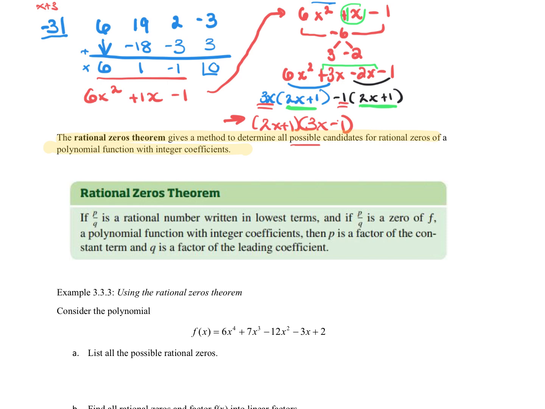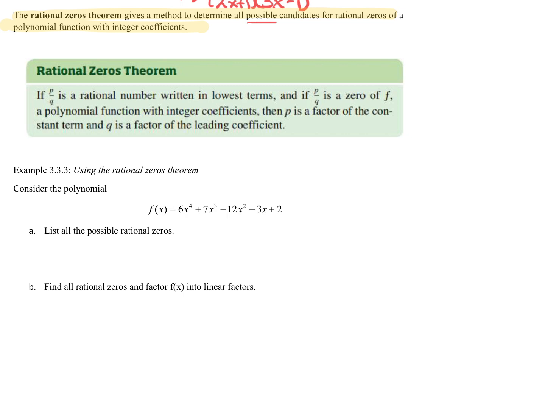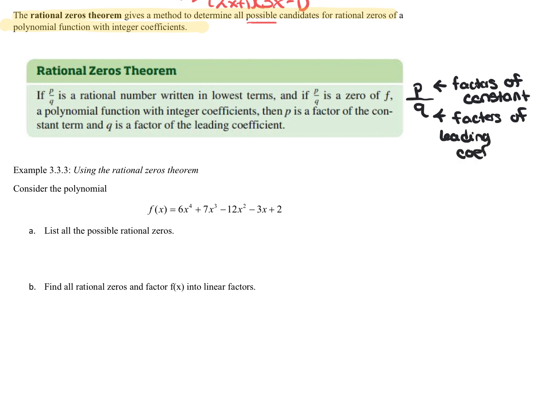So what we're going to do is make a list of numbers. We're going to make a list that's called the P over the Q's. P's are the factors of the constant term. And Q's are the factors of the leading coefficient.